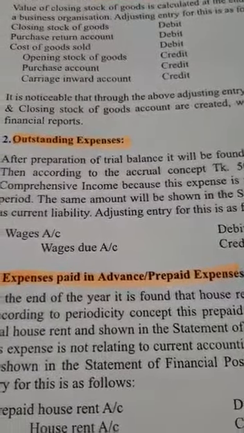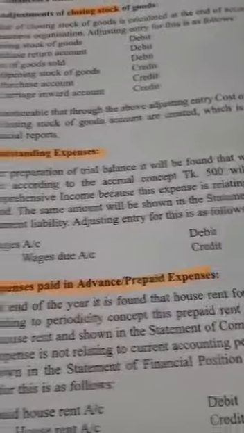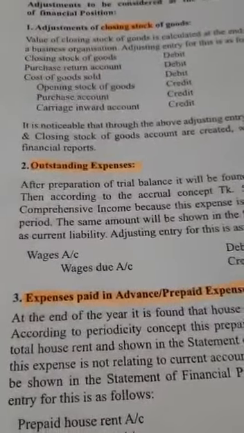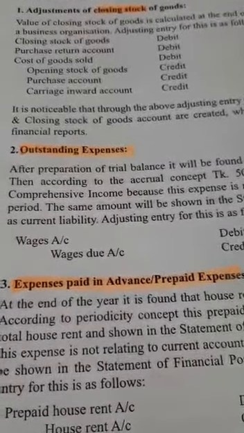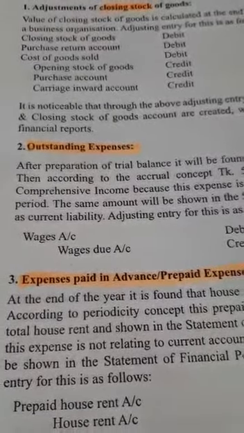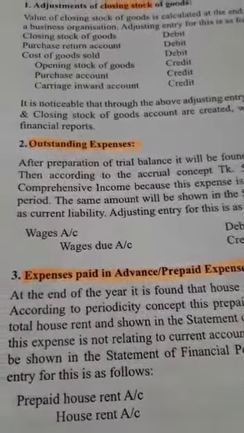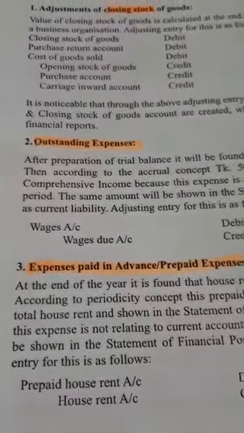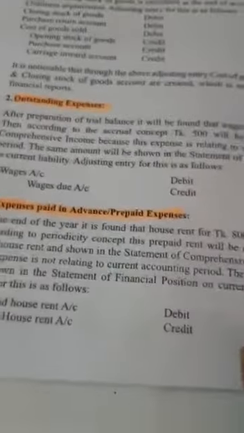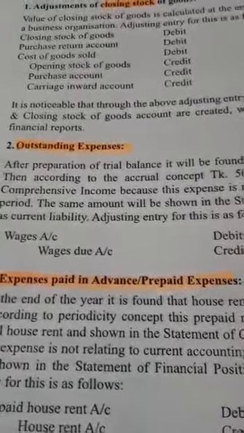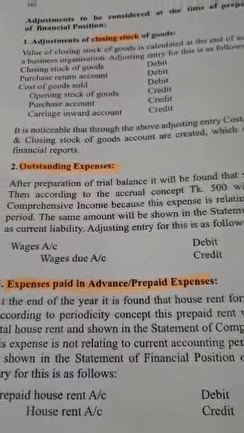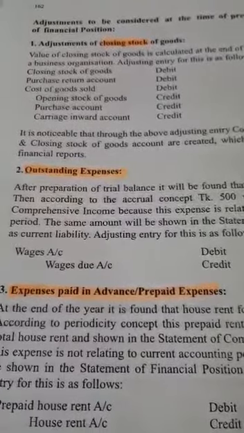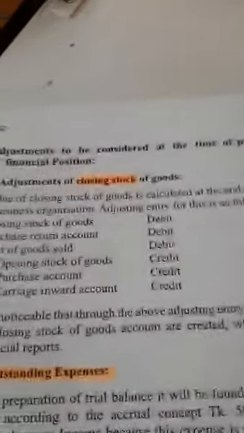Expense paid in advance or prepaid expense. We may pay some expenses in advance. Mostly we pay for insurance and many others. So what about advance expense? We will minus it in the comprehensive income statement from the related expense, and again it is our current asset, so it will be shown in the financial position as current asset.